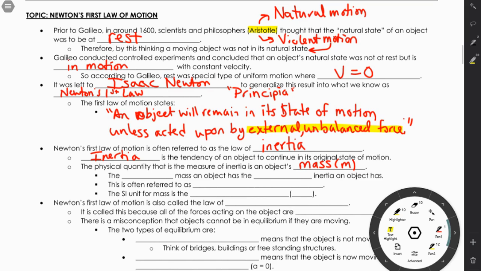But here we're going to redefine mass a little bit. We're going to talk about how it's just a tendency, the physical quantity associated with an object's tendency to change its state of motion, okay? So here's how that works. The more mass, the more inertia it has.